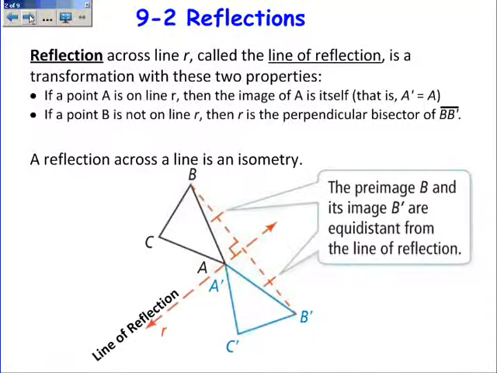Okay? If point B is not on line R, then R is the perpendicular bisector of BB prime. Okay, which doesn't really make a lot of sense, but if you think about the fact that the distance between a point and the line is the perpendicular distance, meaning the distance from B to line R is this distance. That's perpendicular, and the distance of B prime to the line is also perpendicular. And since it's a reflection, these two lengths are the same, we would call it a perpendicular bisector. Okay? And also keep in mind that a reflection across a line is an isometry.